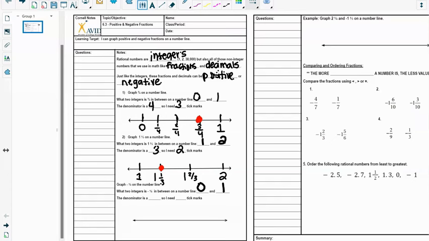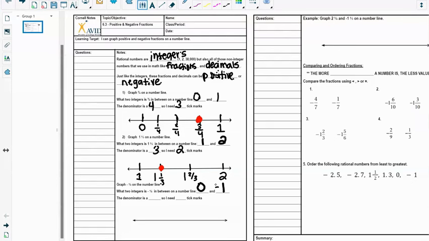But this time it's negative. So it's not in between 0 and 1. It's in between 0 and -1. This time we have to make sure that the integers are negative. So if it was -1 and 1/3, it would be in between -1 and -2. So it's in between the same numbers. You just have to make them negative.